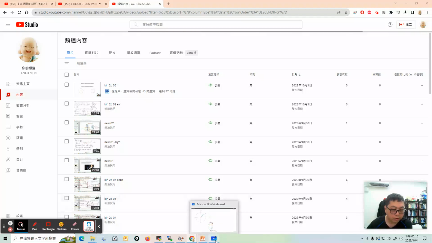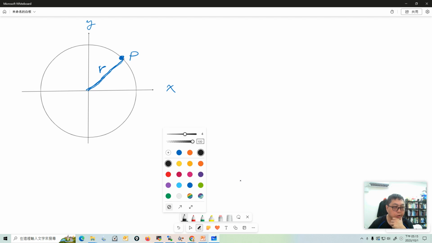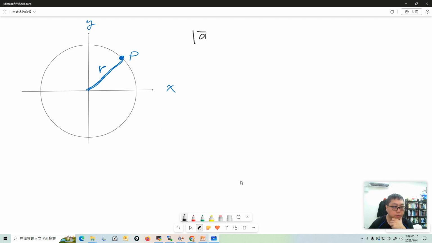Hello everyone. This video is a quick proof to show you the magnitude of the centripetal acceleration in uniform circular motion. The magnitude of the centripetal acceleration is equal to the velocity squared divided by r. Okay, so we want to find the magnitude of the acceleration vector.